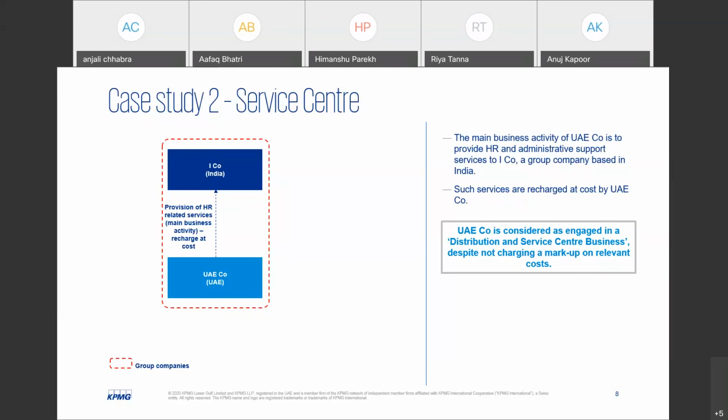So again, by these two examples, you will be able to really gather that it has to be a multi-dimensional analysis. It does not really depend upon whether there is a margin or not, whether there's a deemed service, whether there's a deemed consideration. You really need to be 100% sure before the notification goes in as to where the UAE operation falls under.